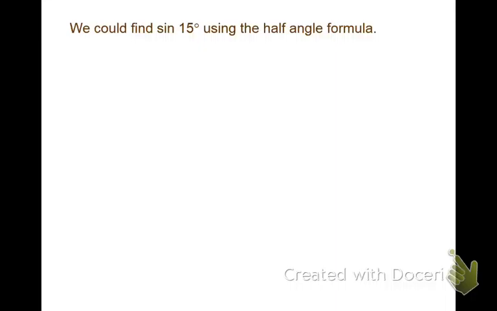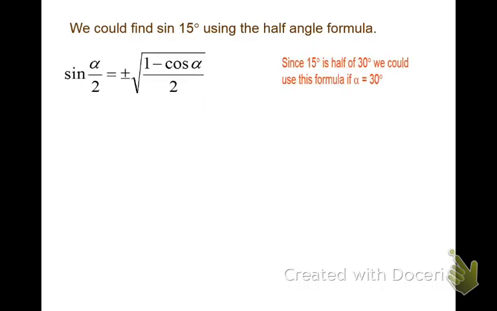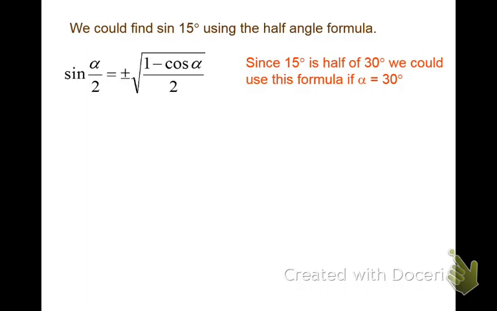So if we're going to use 15 degrees for the half angle formula, essentially we're going to rewrite it. So there's our formula, with alpha being equal to 30 degrees. So we would rewrite it like this. So it would be sine of 30 divided by 2, because 30 divided by 2 is our what? 15. Okay. So now we're just going to put this into our formula.